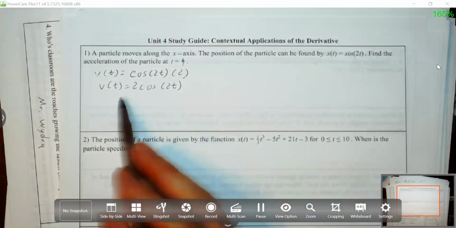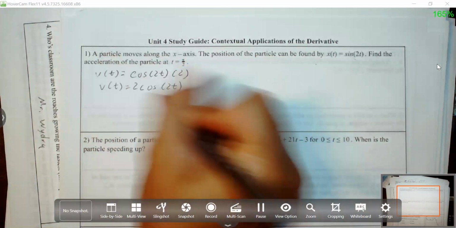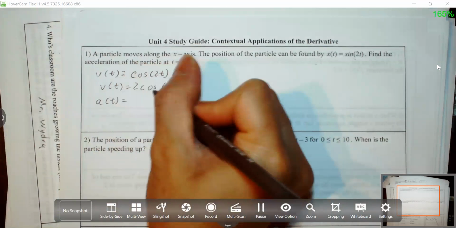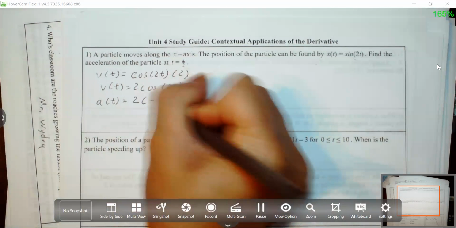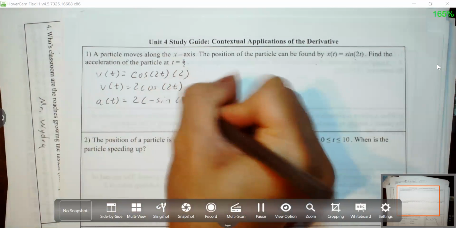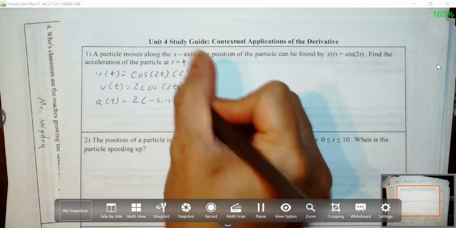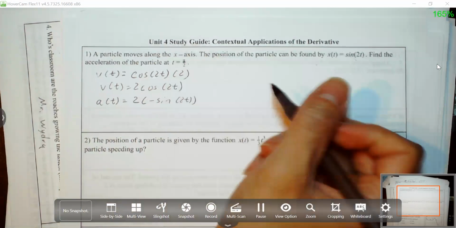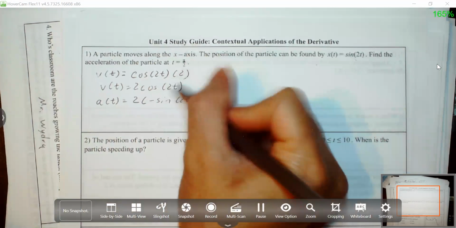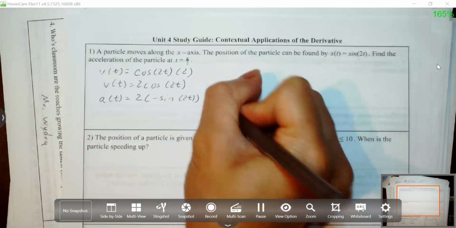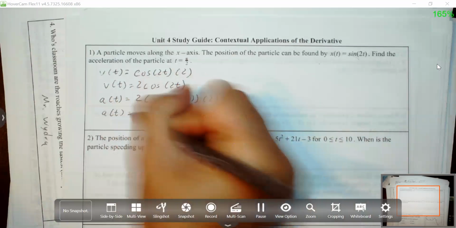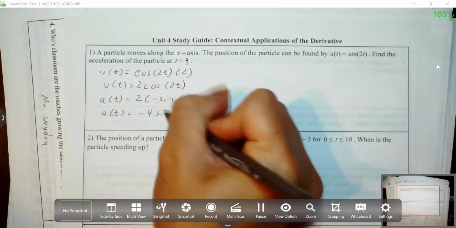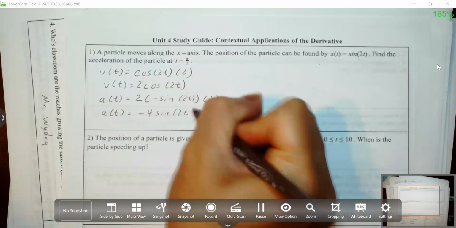So my velocity is equal to 2 cosine 2t. And then my acceleration is going to be the derivative of this. So the derivative of cosine is negative sine. So it's 2 times negative sine of 2t. And then I have to take chain rule of the input as well, so I need to multiply this by 2. So my acceleration is going to be negative 4 sine of 2t.